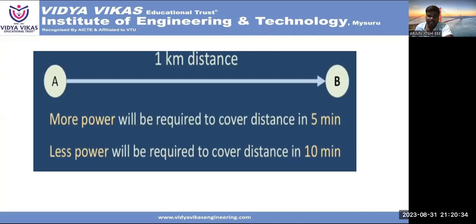Another case is less power will be required to cover the distance in 10 minutes. Time is more, so less power. Since there is more time, I'm going to put less pressure or less power to complete the distance within 10 minutes. That is the difference between more power and less power.